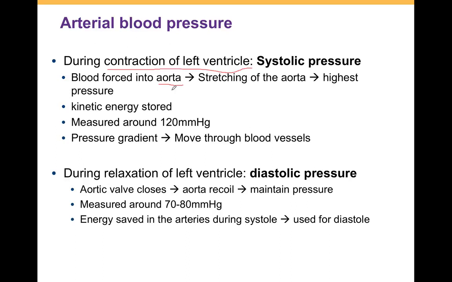Now, when you contract to push blood out of the aorta, that causes the stretching of the aorta. Remember that aorta is an elastic artery, which means you're stretching the aorta by pushing a lot of blood through it. Now, that is going to create the highest pressure, which is about 120 millimeters of mercury for a healthy individual. When you're pushing blood out of these blood vessels, you're stretching the tissue and you're actually storing energy in the elastic tissue.